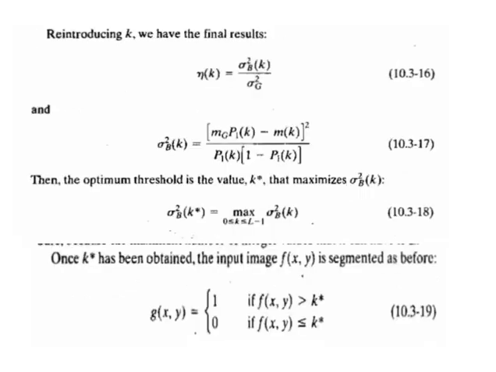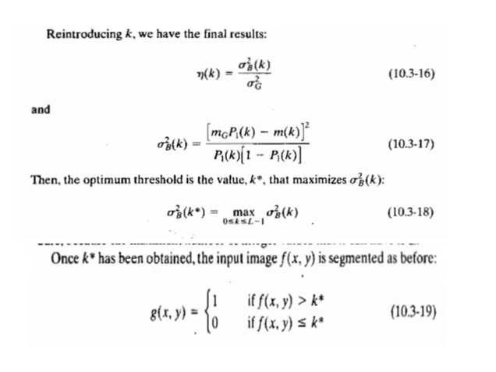Reintroducing k, we have the final result, that is eta of k is equal to sigma b square k upon sigma g square, and sigma b square k is equal to (mg P1(k) minus m(k)) square upon P1(k) into (1 minus P1(k)). Then the optimal threshold is the value k that maximizes sigma b square k, that is sigma b square max for k lying from 0 to L minus 1.